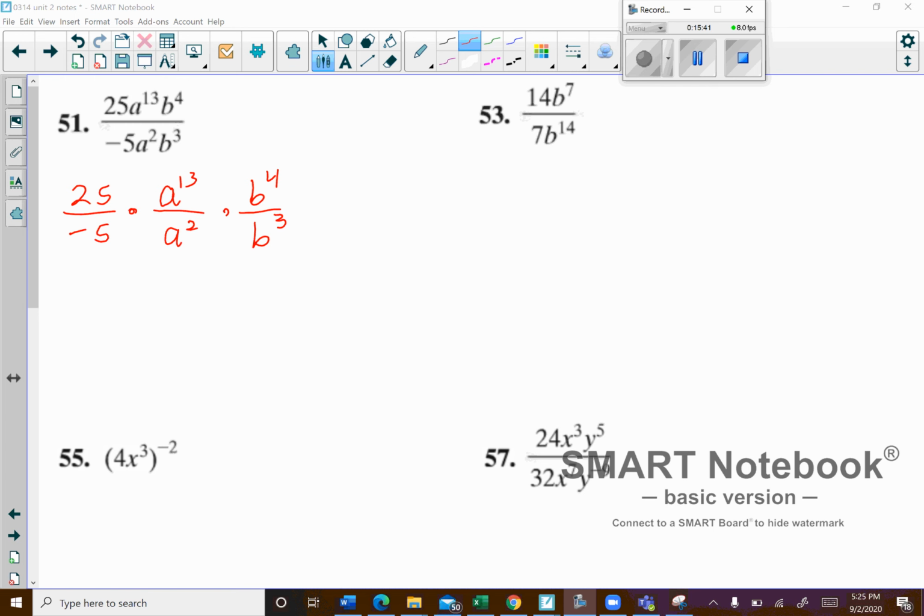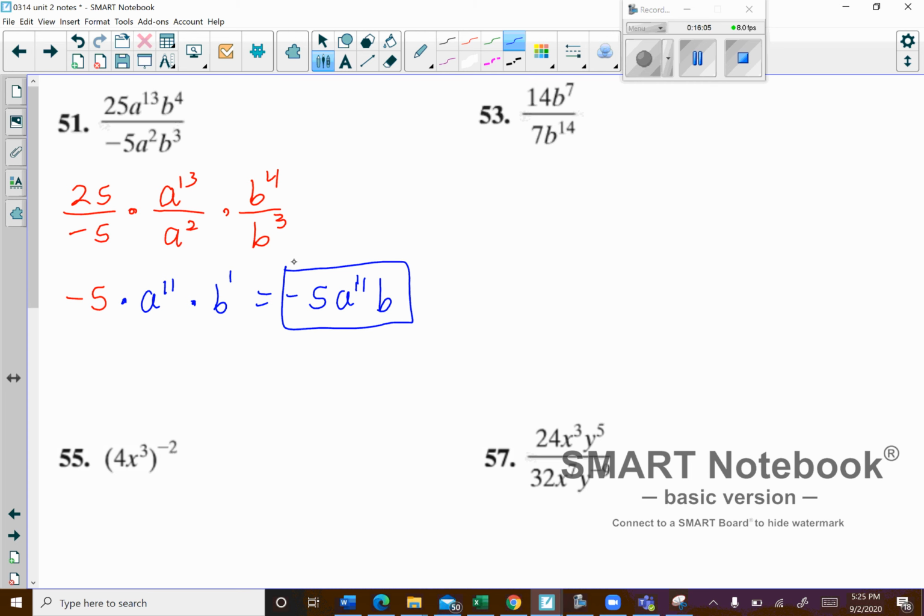25 divided by negative 5, that'll give us a negative 5. Let me see, I'll change my colors. So here we do the quotient rule and subtract that 2 from 13 and get 11. Subtract the 3 from 4 and we'll get b to the 1 power. Really, you don't need to put the power of 1. If you do, I don't know if the computer would count it wrong or not. If it were an exam or something like that, I would go back and give you full credit for that. But if it's a power of 1, it's understood. It's not absolutely necessary to have that there.